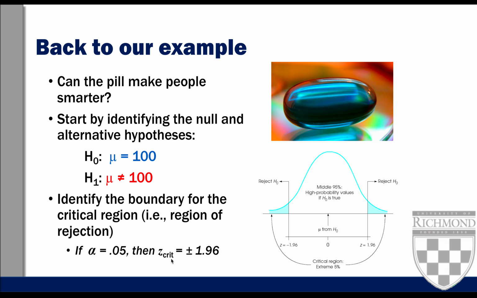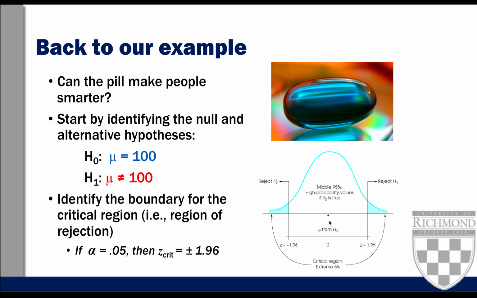The critical value for z, which represents the cut point for rejecting the null hypothesis then, is plus or minus 1.96. So if we obtain a z-score for a sample mean that is greater in magnitude, regardless of direction, greater in magnitude than plus or minus 1.96, then we will reject the null hypothesis.